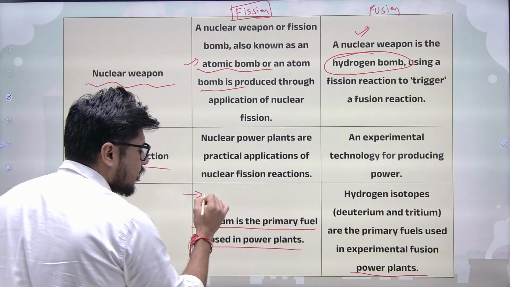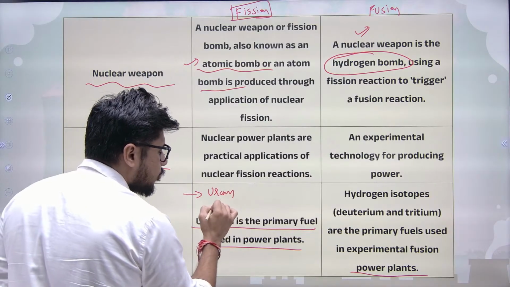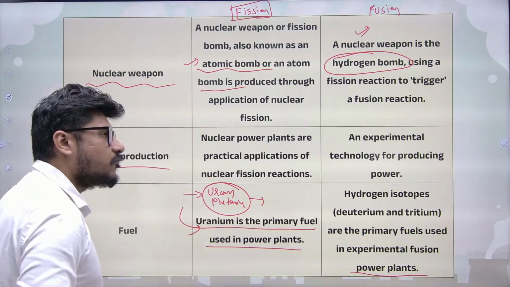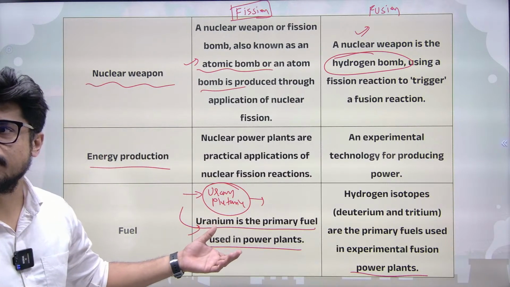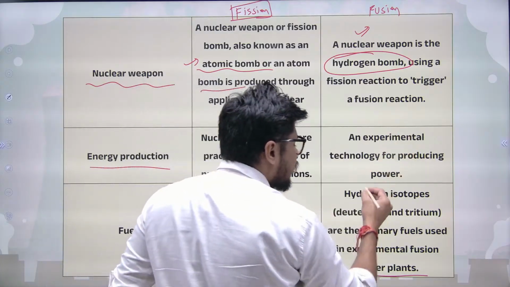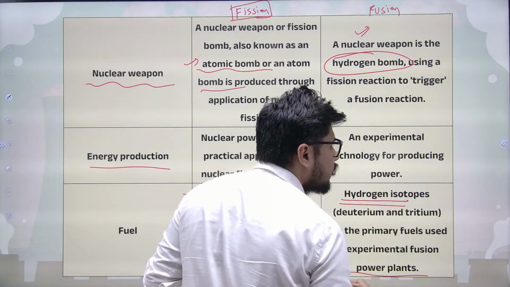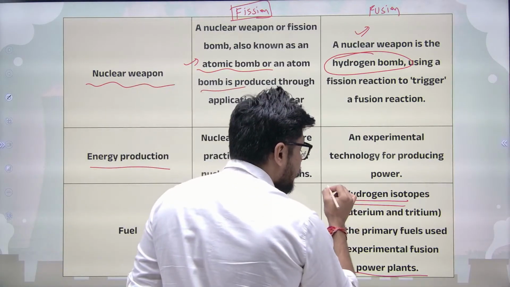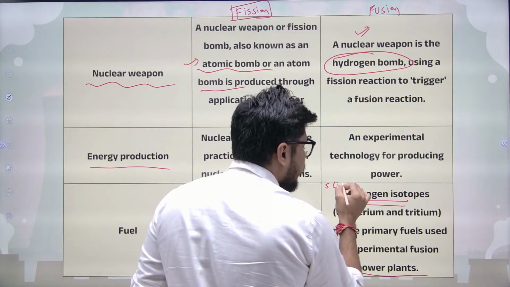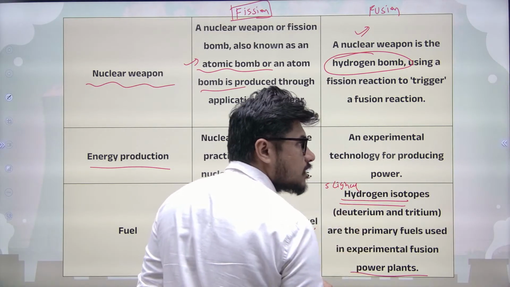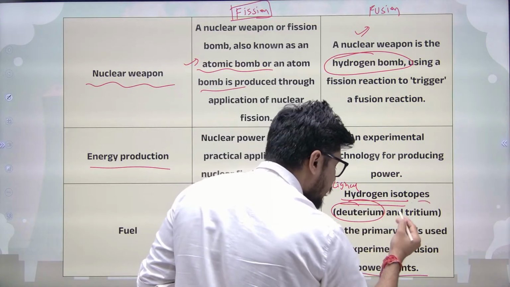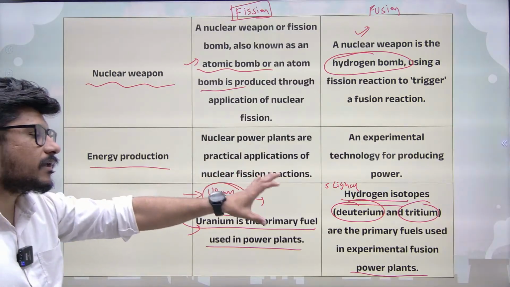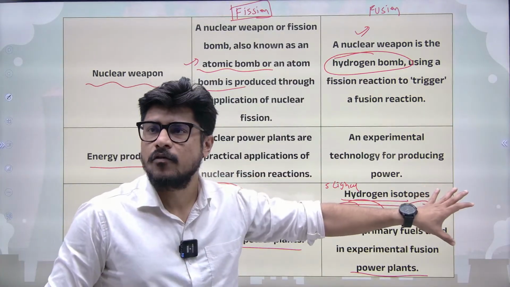There is uranium, plutonium. Both are used as fuel in our fission process. In the fusion process, we require lighter elements like hydrogen isotopes, deuterium and tritium. Because right now we are in the experimental phase in this fusion process.